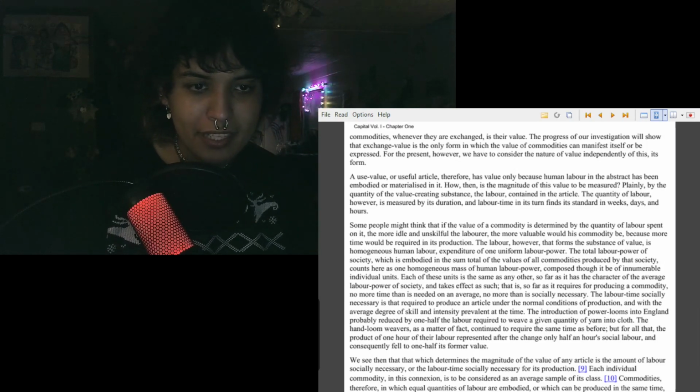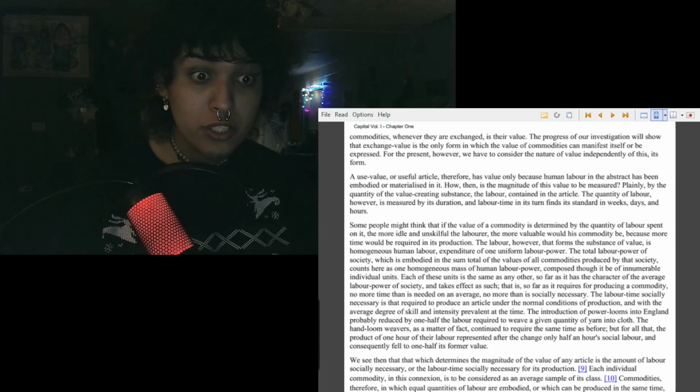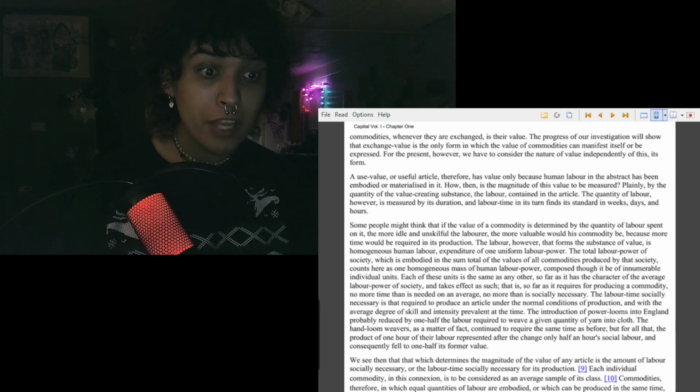Some people might think that if the value of a commodity is determined by the quantity of labor spent on it, the more idle or unskilled the laborer, the more valuable would his commodity be, because more time would be required in its production. The labor, however, that forms the substance of value is homogeneous human labor. Oh, expenditure of one uniform labor power.